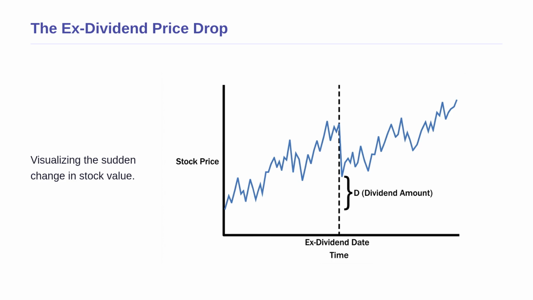Now that we understand what the ex-dividend date is, let us look at how it visually affects the stock price. On your screen, you see a graph with time on the horizontal axis and stock price on the vertical axis. Notice the jagged blue line representing the fluctuating stock price. Right at the dashed vertical line, which marks the ex-dividend date, there is a sudden steep vertical drop in the price. This drop is exactly equal to the dividend amount, labeled as D. This visual demonstrates why standard pricing models, which assume smooth and continuous price movements, break down when a dividend is paid. We have to account for this sudden drop mathematically.